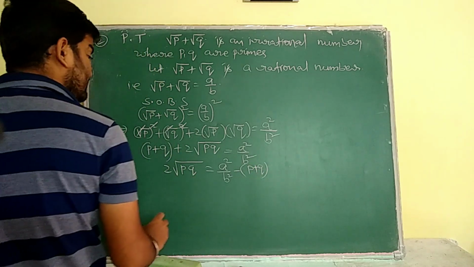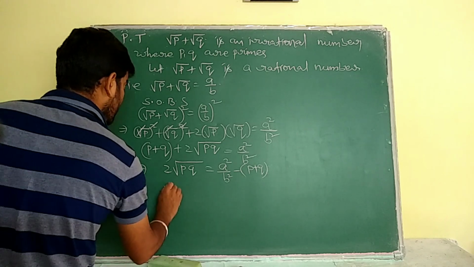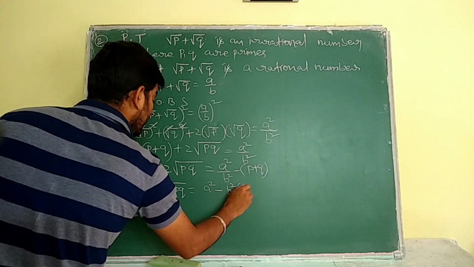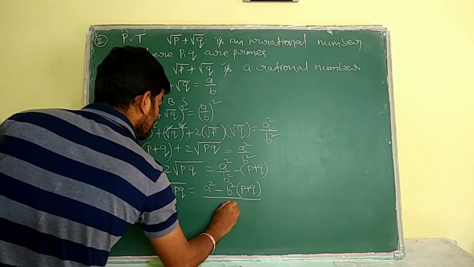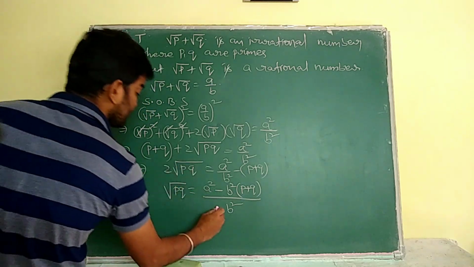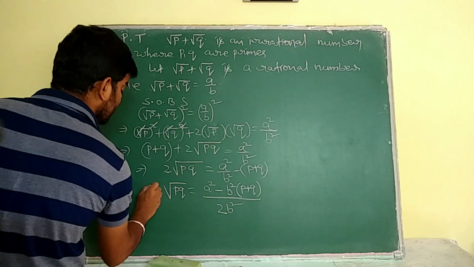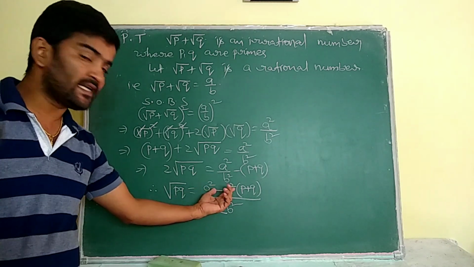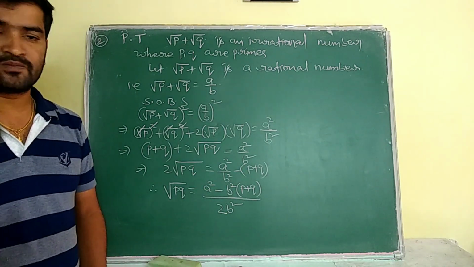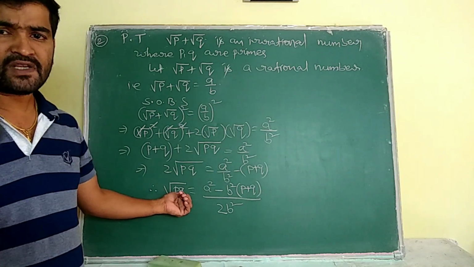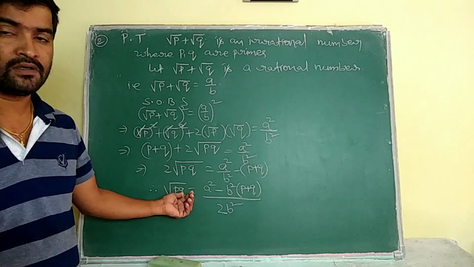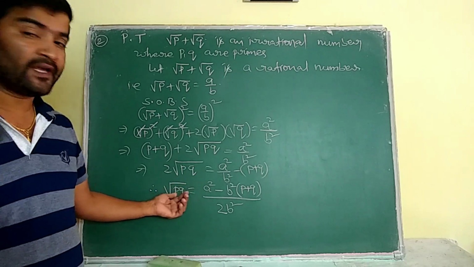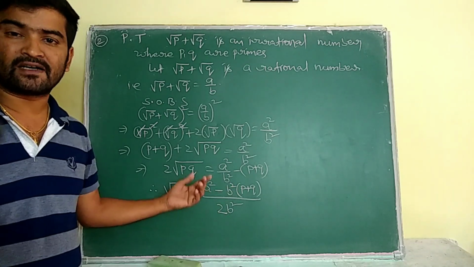Now I will take the LCM. That implies root pq is equal to a square minus b square times p plus q whole by b square. Now I will transfer this 2 to the other side. Here this 2 multiplies, by going on to the other side, that will divide. Now see, this root pq is an irrational number, we know, but that is expressed as some x by y, which contradicts our assumption. So listen, root pq is expressed as some x by y here, so that contradicts our assumption.